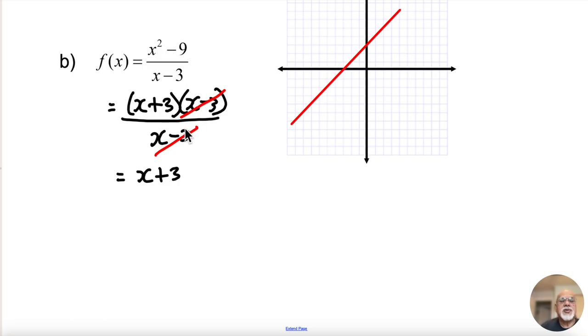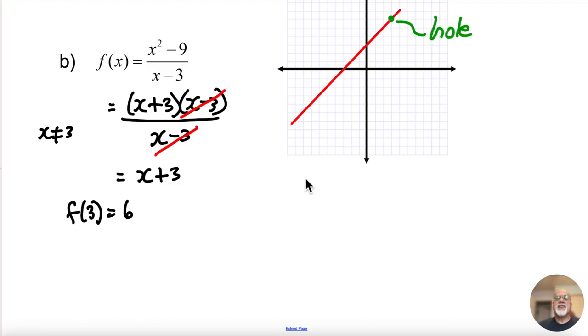However, at x equal to 3, we've made an assumption here, because when you do that canceling, x cannot be 3. But if x was 3, y would be 6, according to this linear function. So f of 3, using this linear function, would be 6. And so at 3, 6, so 1, 2, 3, 1, 2, 3, 4, 5, 6, right there, there would be a hole here in the graph.